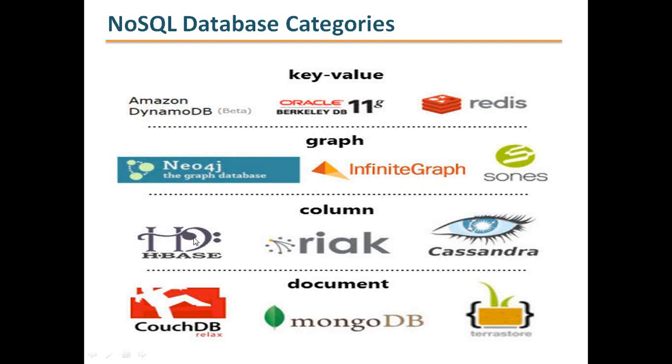HBase is related to the Hadoop ecosystem and Hadoop family. It is one of the databases in the Hadoop ecosystem. HBase is getting very popular, and Cassandra too. HBase and Cassandra are both NoSQL column-oriented databases. HBase is related to Hadoop, while Cassandra has its own kind of architecture.